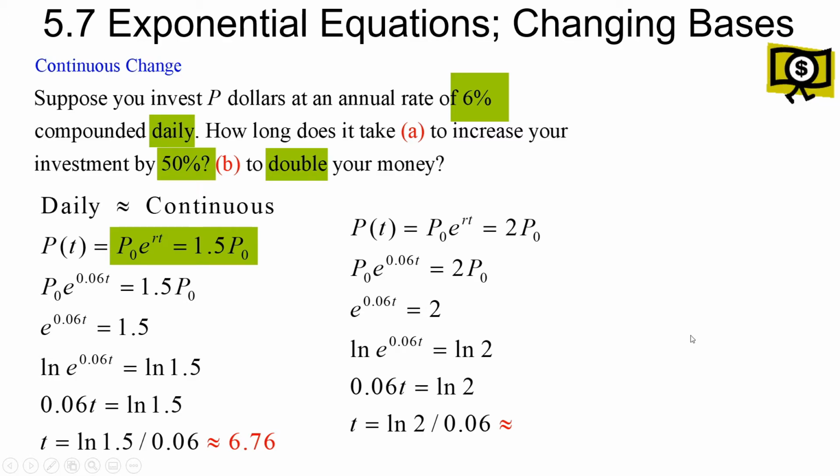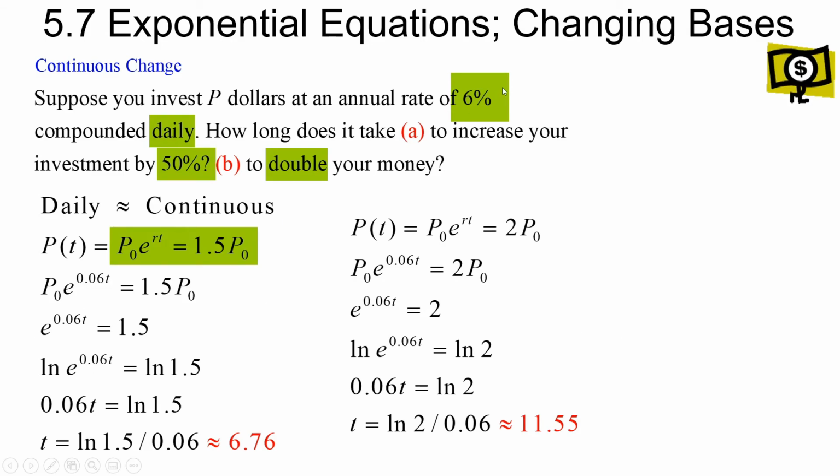Okay, and let's punch that out. What's the natural log of 2 divided by 0.06? It's approximately 11.55, or almost 12 years. Okay, so 12 years to double my money. Actually, we're going to double our money in less than 12 years too.